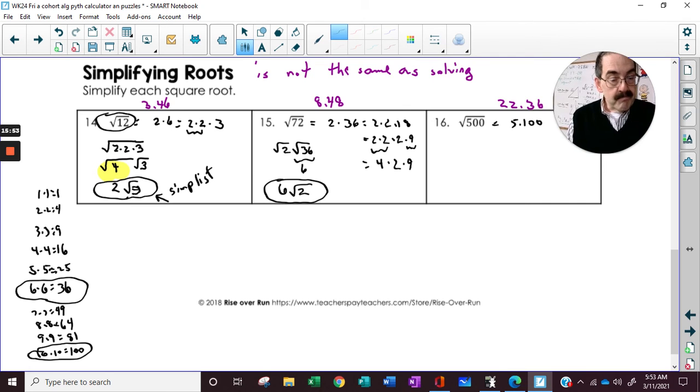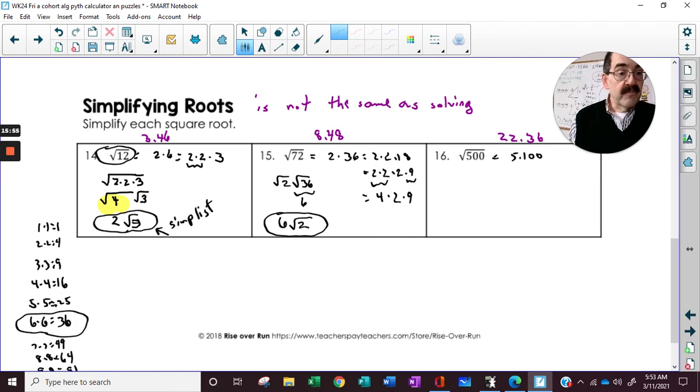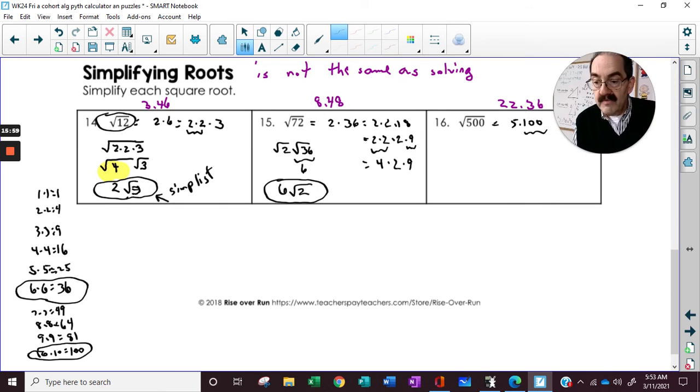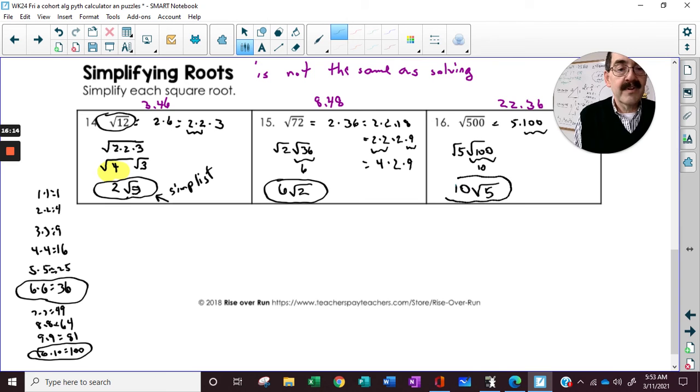You see how when we're making a factor tree, we're looking for the perfect squares? And there it is. We know the square root of 100 is 10. Square root of 5, square root of 100, square root of 100 is 10. The simplest version is 10 radical 5.